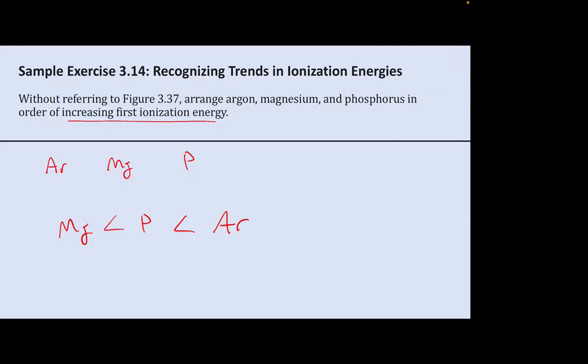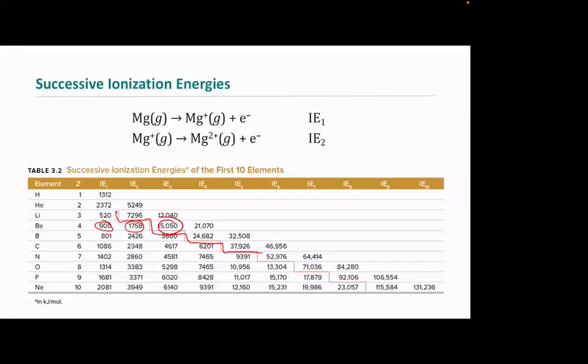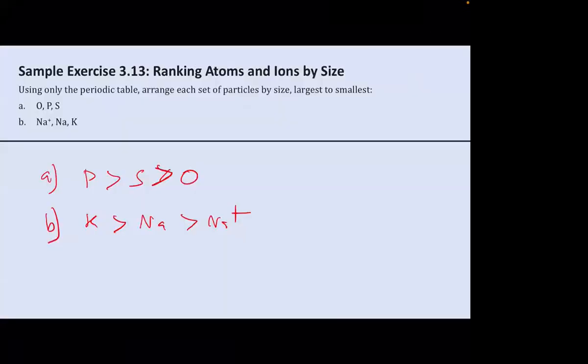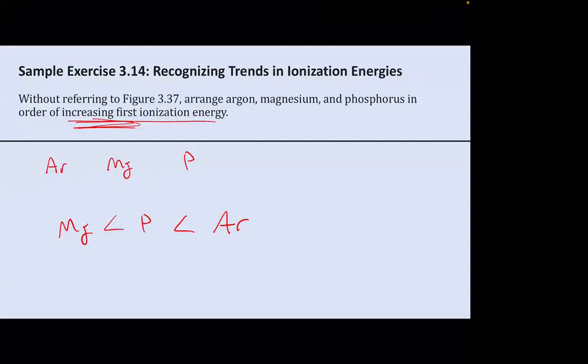So read the question carefully. Last time we had decreasing size, in order of the largest first, so largest to smallest. In this case, it's smallest ionization energy to largest ionization energy. So maybe that tripped you up. Questions?